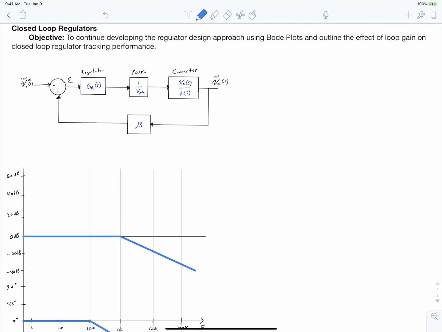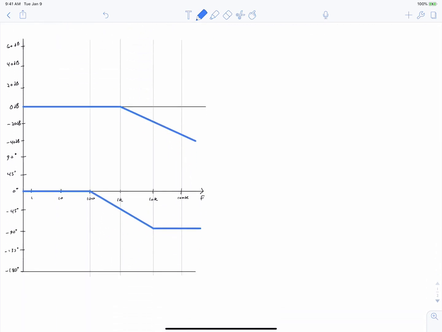The objective of this video is to continue developing the regulator design approach using Bode plots and outline the effect of loop gain on closed-loop regulator tracking performance. So on the top here, I've sketched the block diagram of our closed-loop regulator, and on the bottom, I've brought over the Bode plot frequency response of the small signal model for the power converter that we were talking about in our previous video. And we'll be building up upon this as we go through the lecture.